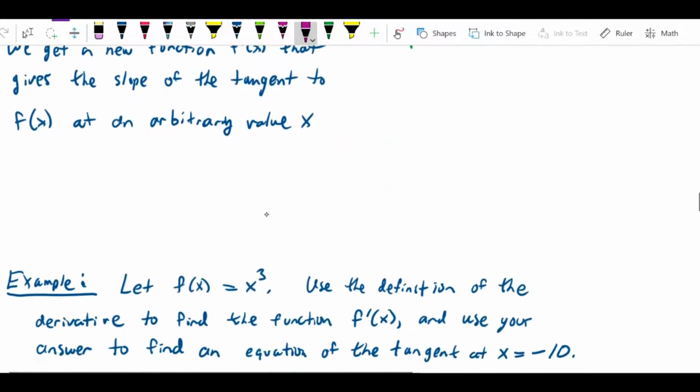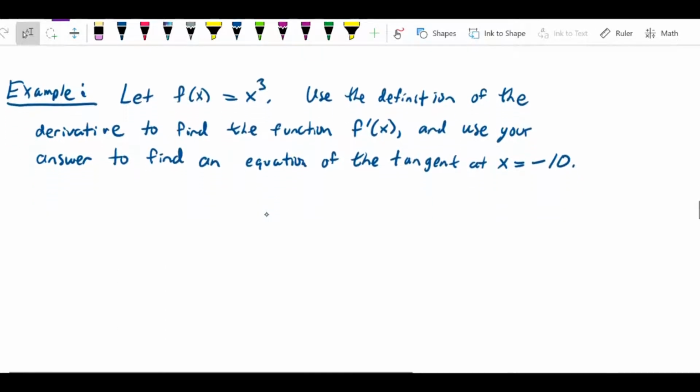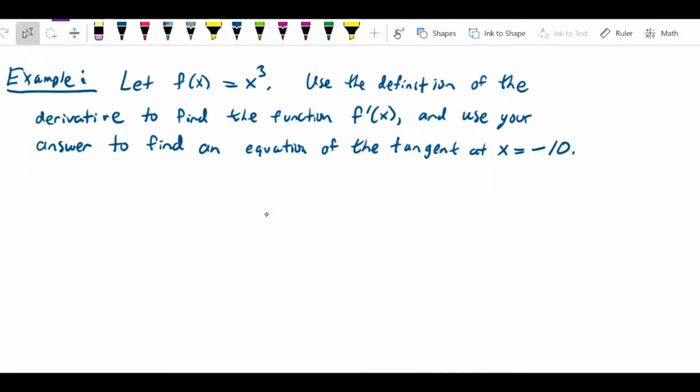What I want to do is use that definition to find f prime of x for some function f of x, such as this one, f of x equals x cubed. So we're going to use the definition of the derivative to find the function f prime of x, and we're going to use the answer to find an equation of the tangent line at x equals -10. So what we want to do is set up the expression for f prime of x by the definition. By definition, f prime of x, the function now, is equal to the limit as h approaches 0 of f of x plus h minus f of x over h.